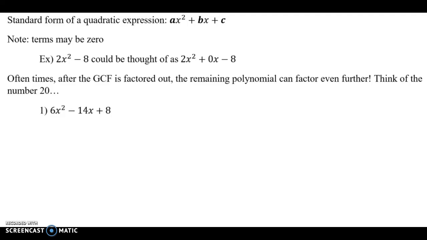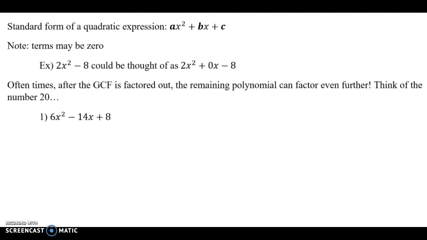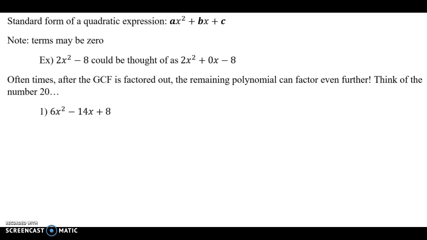So this is factoring using bottoms up. First step is factor out the GCF. Okay? So look at 6x squared, 14x, and 8. They all divide by 2, right? So divide a 2, we get 3x squared minus 7x plus 4 left inside.